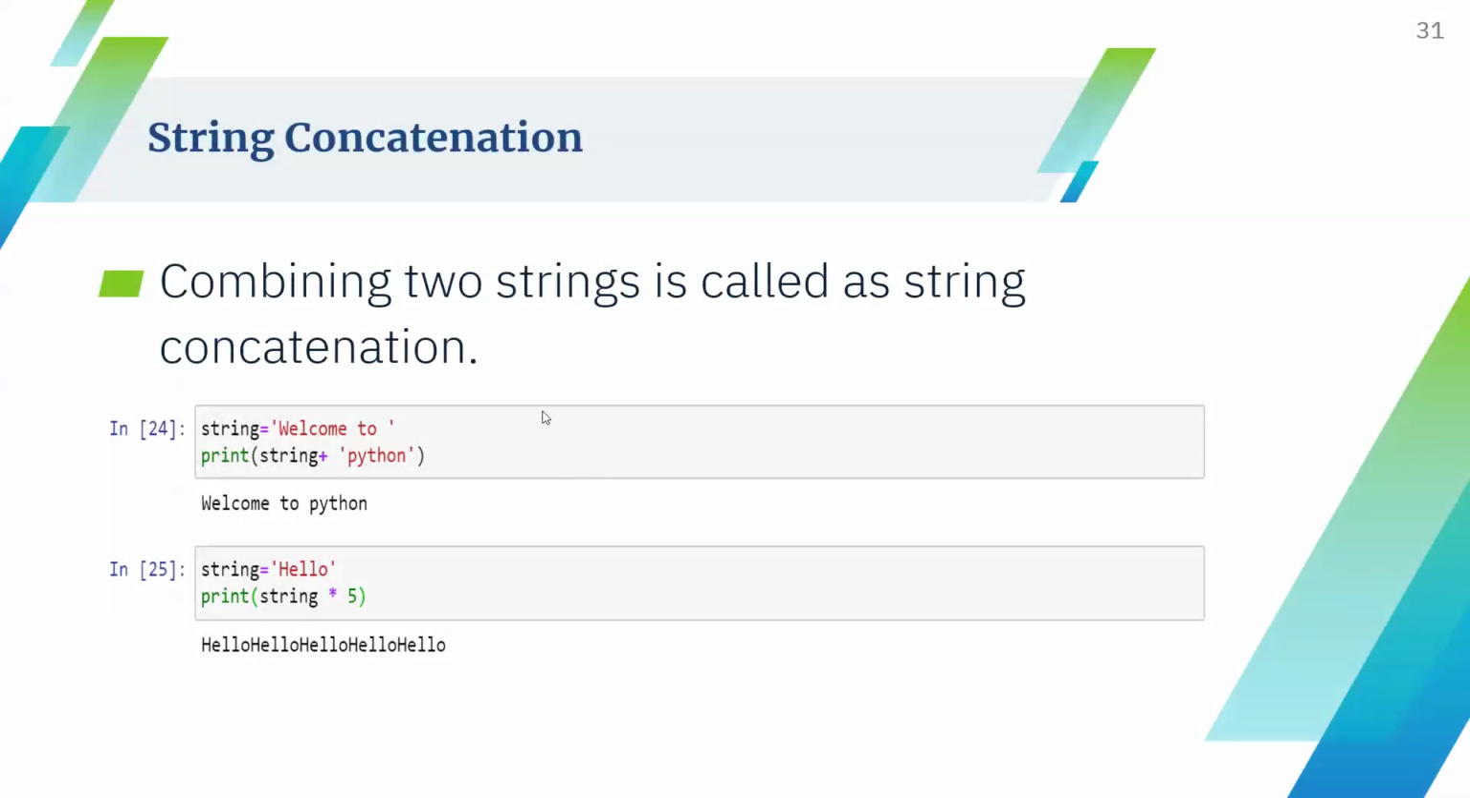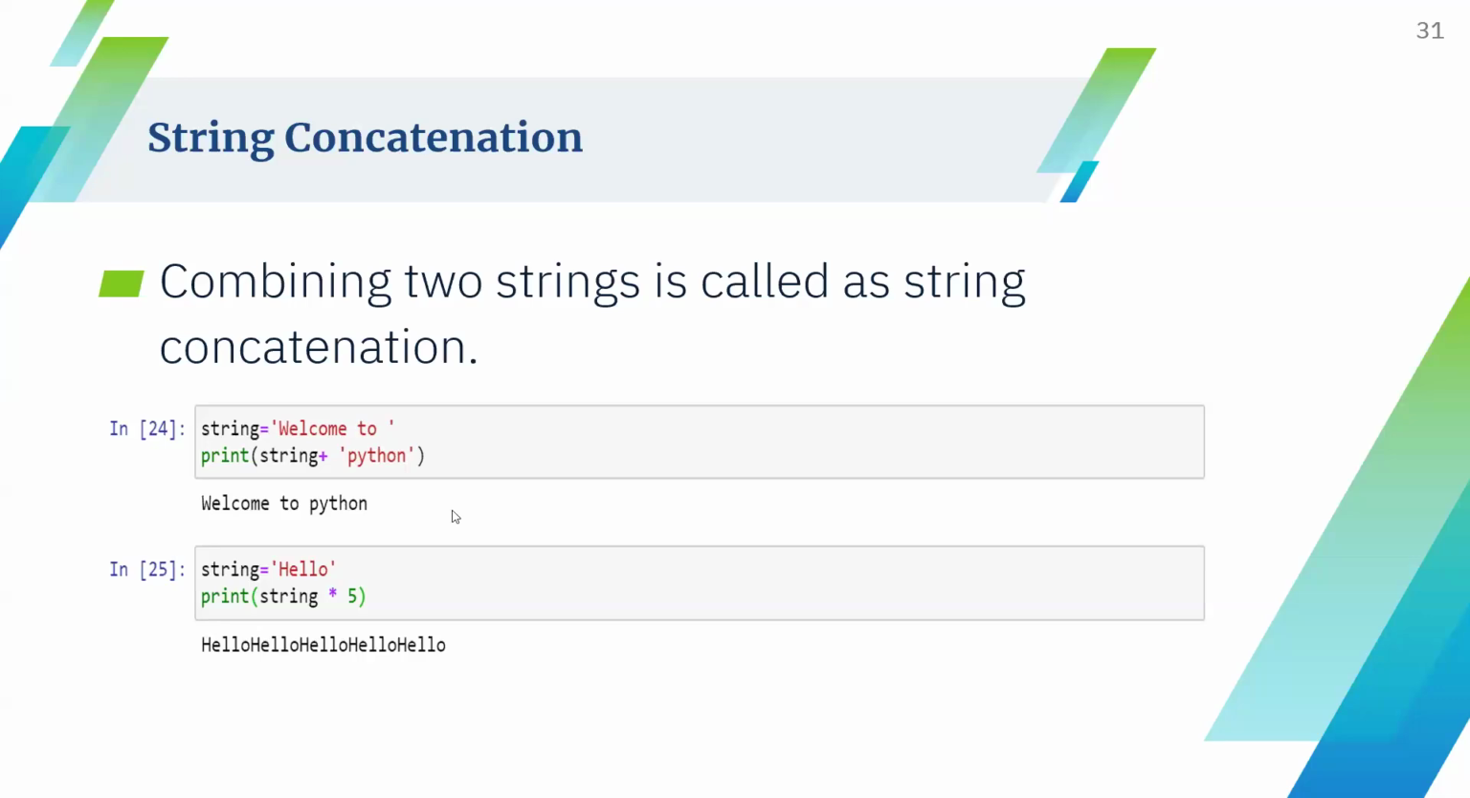Combining two strings is called concatenation. Say for example, I'm going to have string1 equal to hi, string2 equal to hello, and you want to print hi hello. Now I can use print of string1 plus string2. So in that case, what happened? Hi hello will be printed.